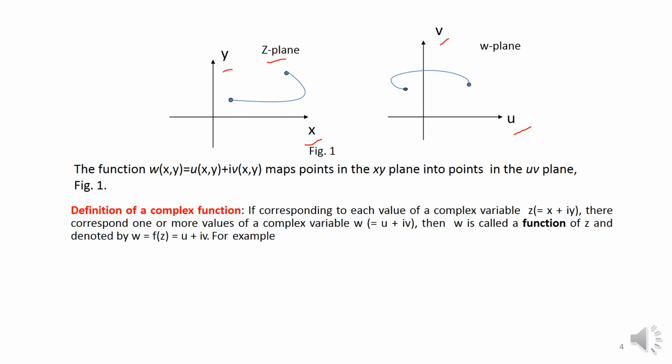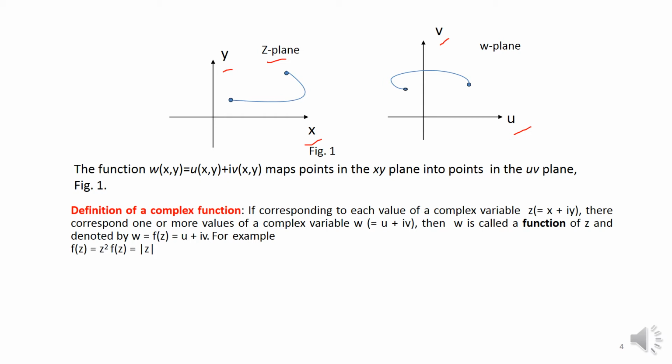So now let's have the definition of a complex function. If corresponding to each value of a complex variable z = x + iy, there corresponds one or more values of a complex variable w = u + iv, then w is called a function of z and denoted by w = f(z) = u + iv.